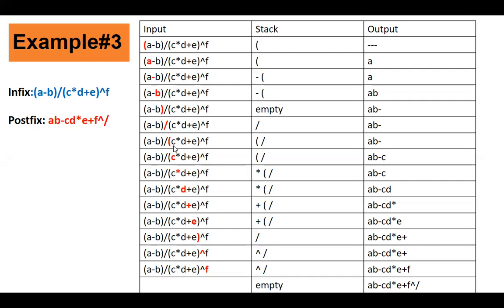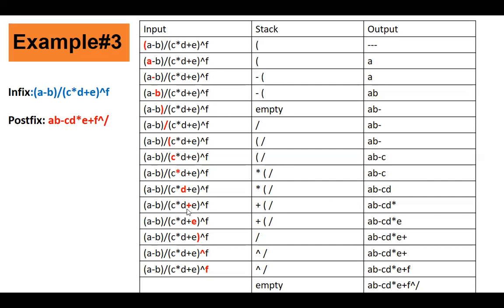Now, next what you read is C. C is an operand, right? Just directly add it to the output, stack remains unchanged. Next, now what you read is a multiplication operator, right? What is the stack top? Stack top is an opening bracket. So whenever there's an opening bracket, whatever operator you read, just add it onto the stack. So the multiplication symbol is added onto the stack. Output remains unchanged. Now, next what you read is an operand D. Just directly add it to the output. There is no change in the stack.